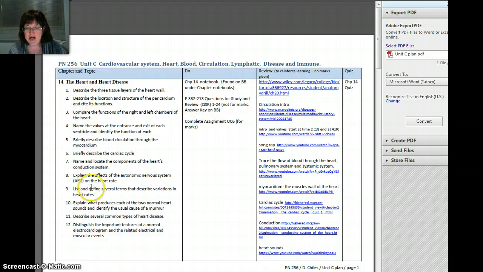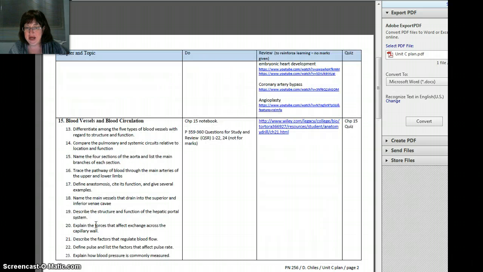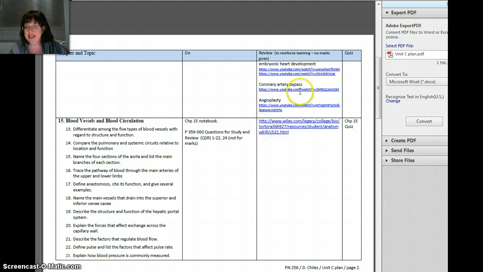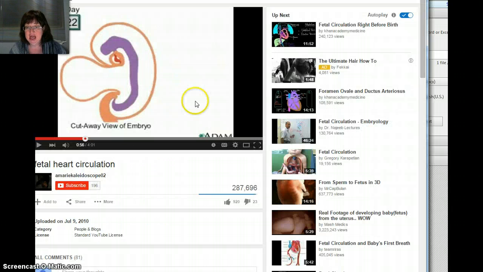Now, if you look at the unit plan, so this is unit plan C, if you look at heart and heart disease, there are many objectives. The one we're looking at here is the embryonic heart development video, and these videos will help give you ideas and ways to help learn the heart and the parts of the heart.